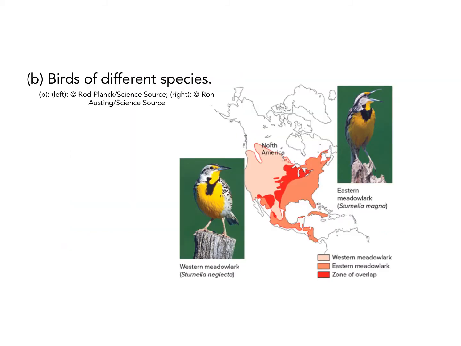Here are some birds of different species. This is the western meadowlark and the eastern meadowlark. They're found throughout North America, with a zone of contact or overlap in their distributions. They have very different mating calls, and potentially as a consequence, in this zone of overlap, there's very little successful mating. So these appear to be on completely different evolutionary trajectories at this point in time, with very little mating or gene flow going on between these two species.